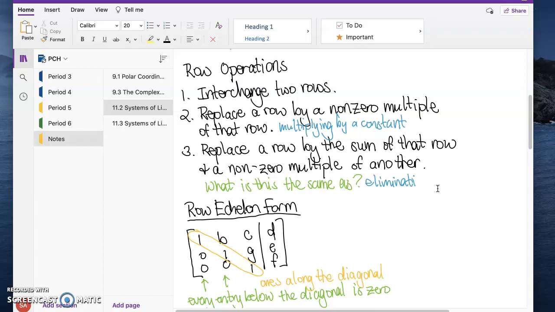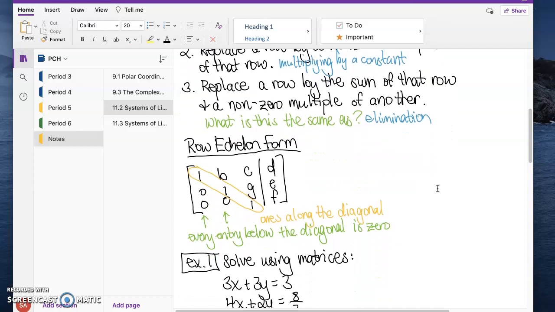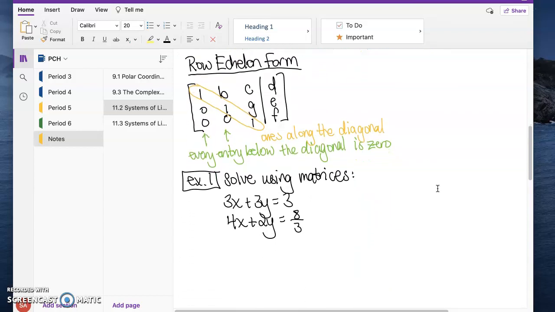All right, so we're going to start today solving systems by getting them into row echelon form. And row echelon form is an augmented matrix. So you've got the matrix entries with the line down representing the equal sign. The diagonal has 1s all along, and everything below the diagonal is 0. Anything above the diagonal can be whatever the heck it wants.